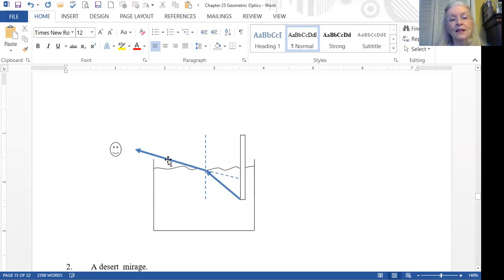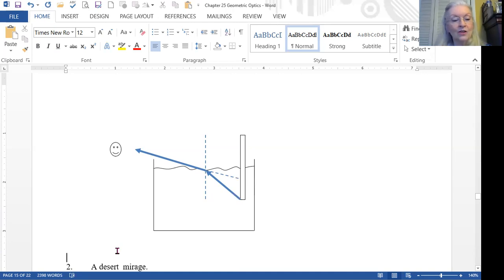When your mind sees it, it traces it back in a straight line, and your mind's going to infer that the bottom of the straw is up here. The same would be true if you were looking down at your own feet. If instead of a straw, we thought of it as your leg, you would see your leg is much shorter.